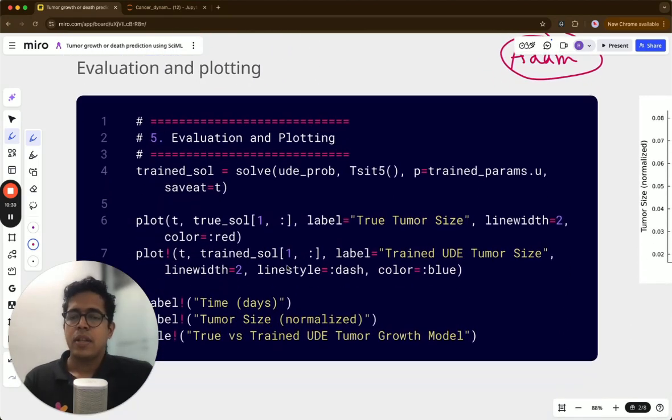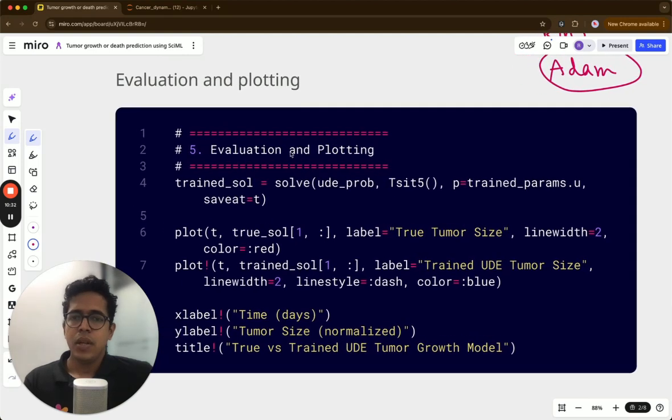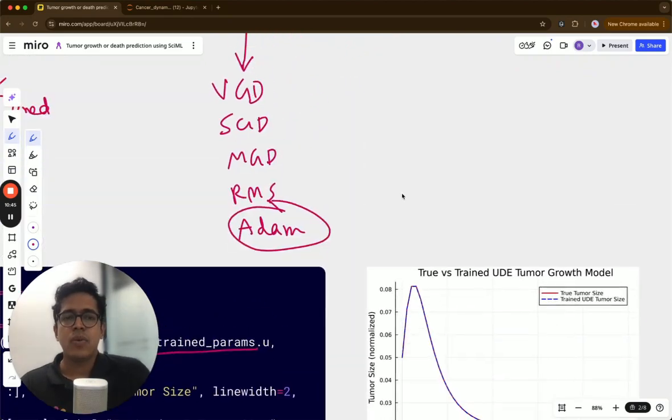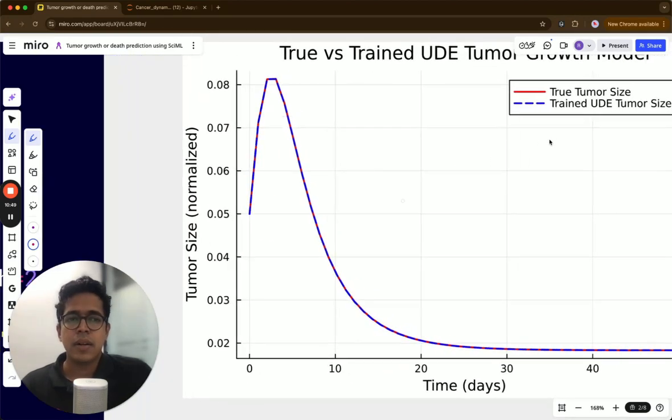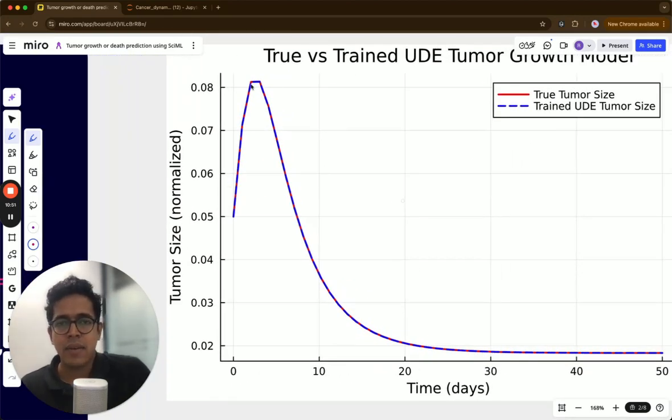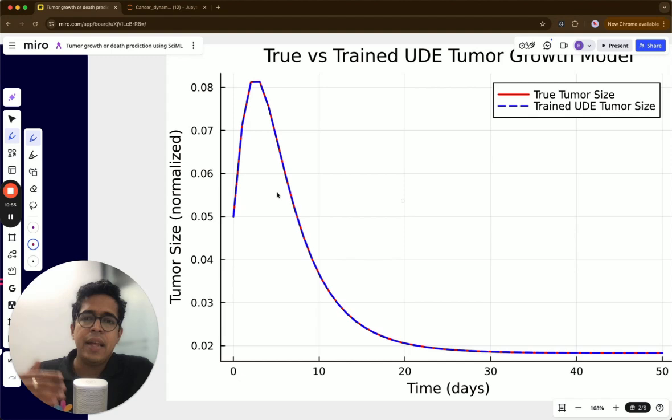Then we can plot the final solution. The trained solution is nothing but the trained values of R and K. So we are solving the UDE problem using the trained parameters. What this means is, if you have a ground truth, actually I have it here itself. This ground truth is the red graph. The blue dotted graph is the trained UDE tumor size. After training, what is the UDE predicting? Here you can see that the ground truth and the UDE prediction are matching pretty well.